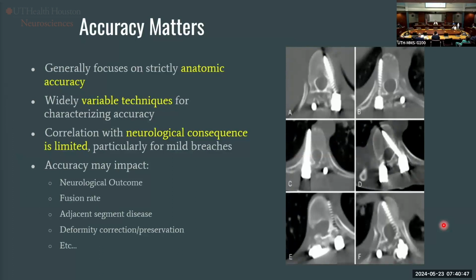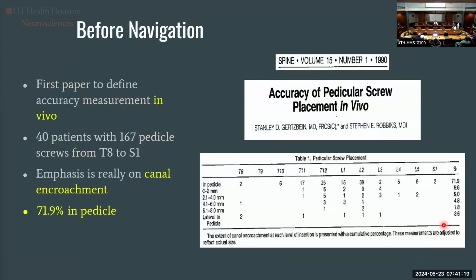Missing the pedicle by a little bit does not correlate well with neurologic outcomes. Obviously, if you completely whiff, there can be neurologic problems, but accurate placement does correlate well with fusion rates, adjacent segment disease, especially if a screw goes into a disc above or below your construct, the strength of your construct, and your ability to correct deformity. So putting a pedicle screw in the right place seems to be pretty important. I think we can all agree on that.